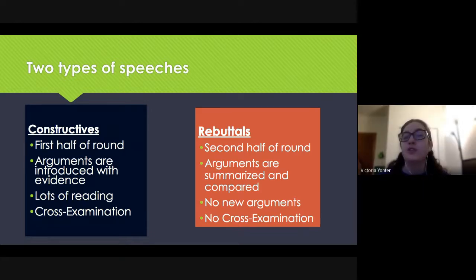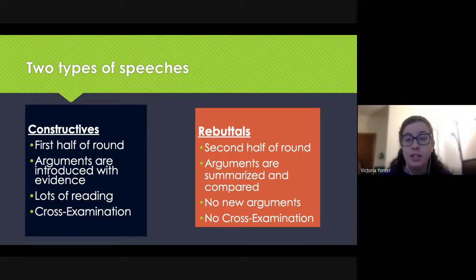The arguments are introduced. They are constructing their arguments in this phase. There's a lot of reading. A lot of evidence is produced. And between constructives, and only constructives, are cross-examination periods, where the debater who just read is asked questions by the other team about what they read, maybe the other team setting up arguments that they want to read, or anything like that. The constructives are longer speeches.